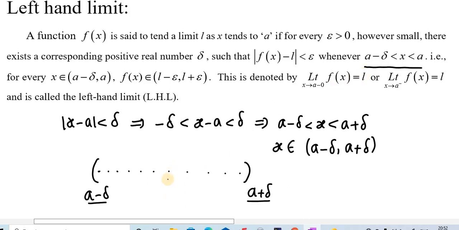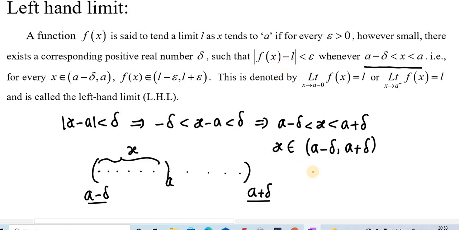Here, if we take a is here, x lies between a minus delta and a. In this region, x is any one point. Observe, x belongs to a minus delta comma a. In that situation, f of x belongs to L minus epsilon and L plus epsilon.